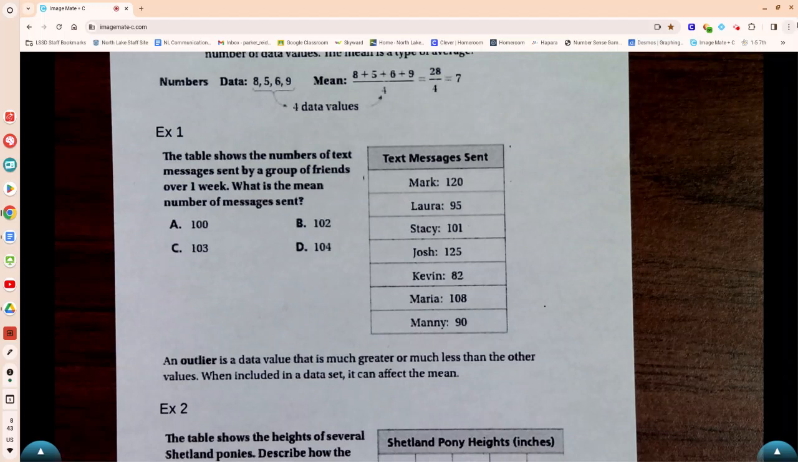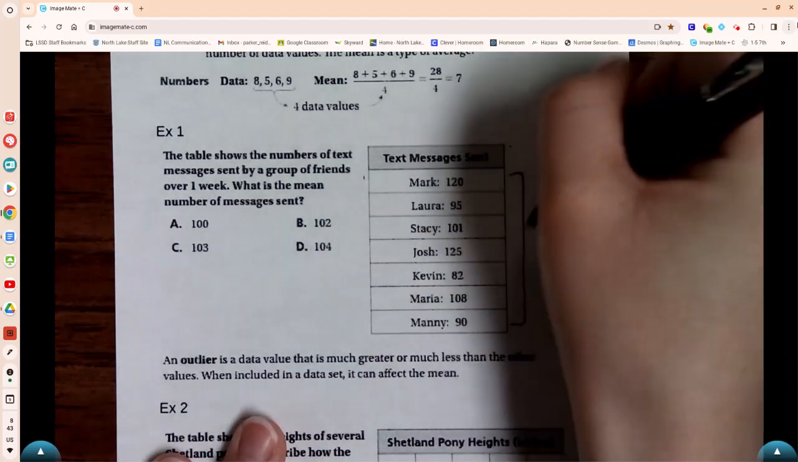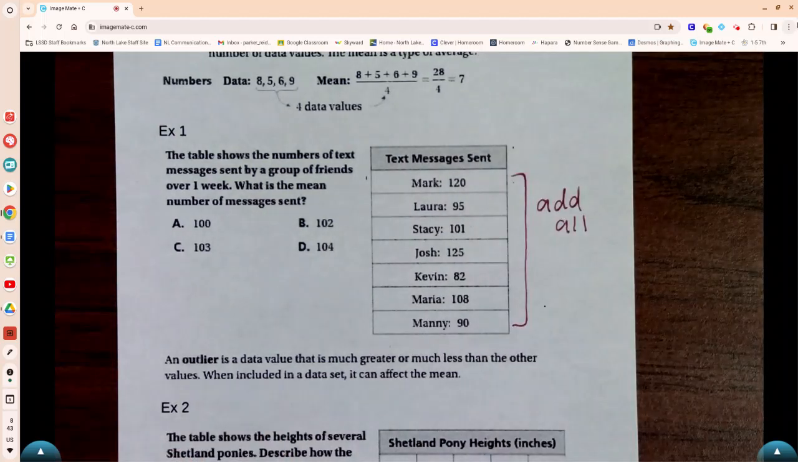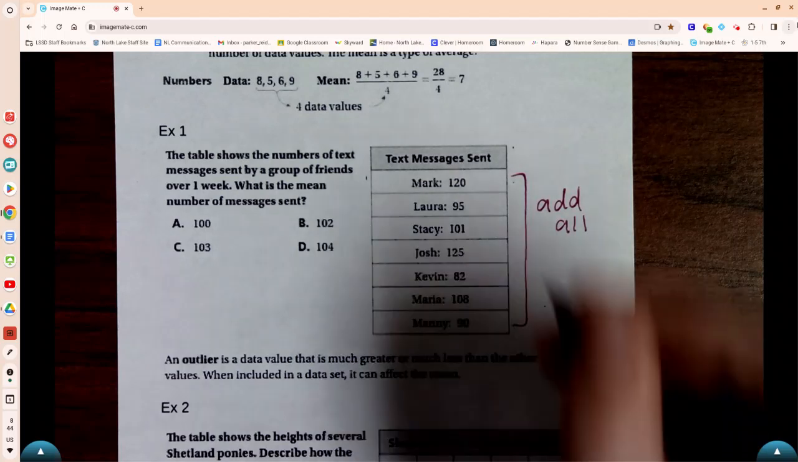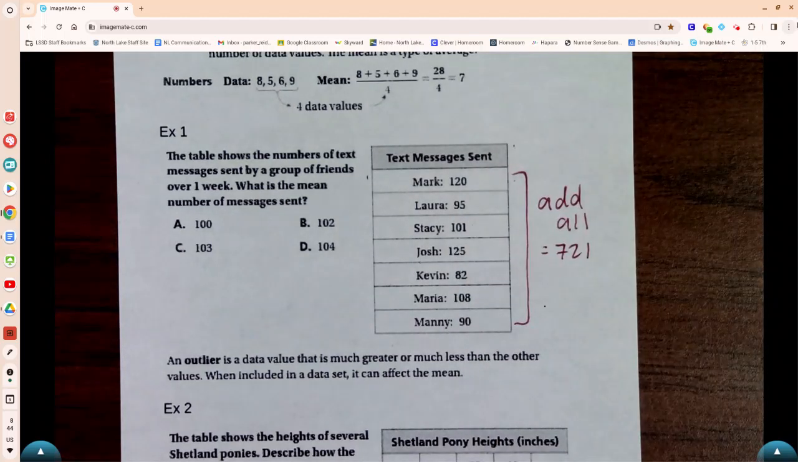So step 1 in finding the mean is to add all of the numbers. So I'm going to take all of these and I'm going to add them. I'm not going to write them all added together because I think if we write add all, we know that in your calculator you would add all of them. I'm going to tell you when you do that, you get 721. That right there is not the average yet. I still have one more step to do.